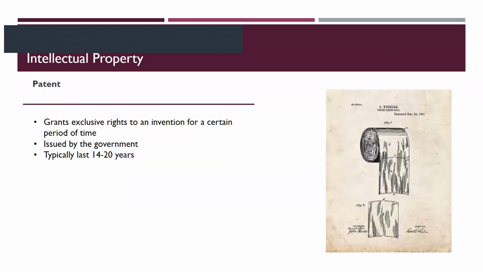So the next intellectual property protection is called a patent. And if we look over here on the right is the patent for toilet paper. So what a patent does is it grants exclusive rights to an invention for a certain period of time. So what that means is you come up with a great idea. The first one to patent it gets all the rights to it.